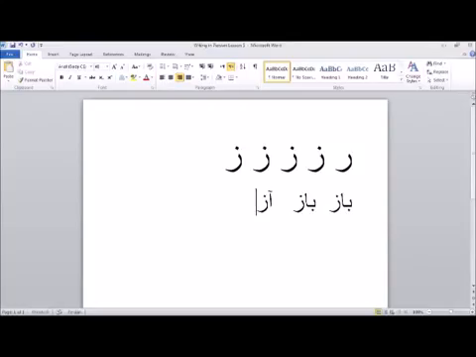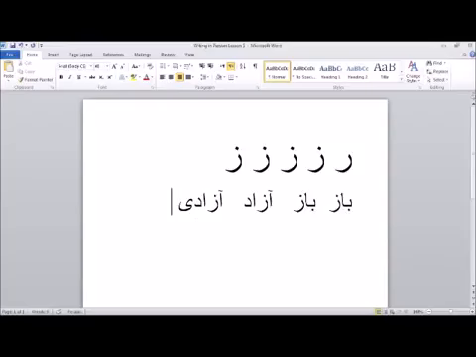Z, d, azad. As we have already mentioned, since all of these are non-connectors, they should be written separately. Azad means free, and if you add a ye, azadi. Again, non-connective. Therefore, ye should be written separately in a long form. So azadi means freedom.